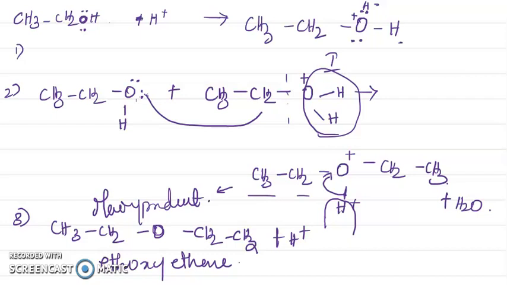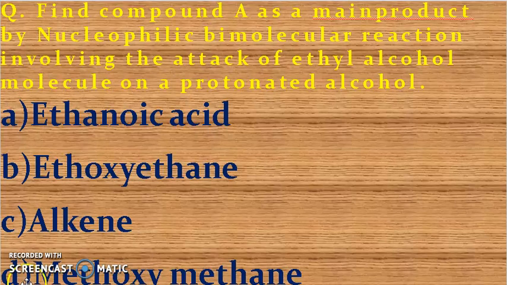What reaction? Ethyl alcohol attacks that particular protonated alcohol, so that we got CH3CH2, oxygen, CH2CH3. So ethoxyethane is the correct option for this question. Which one is the correct answer? Ethoxyethane, that is B, is the correct answer for this question. Okay students, I think you have understood the question and answer, how the mechanism happened between the ethyl alcohol and protonated alcohol.